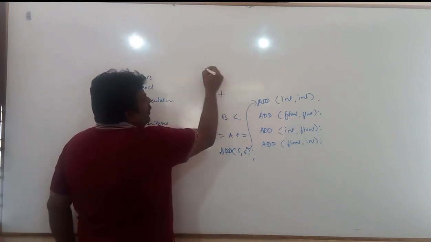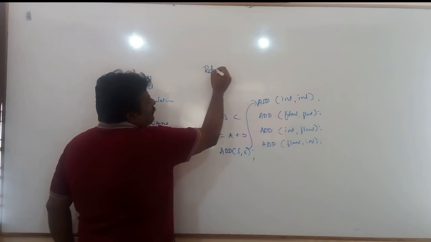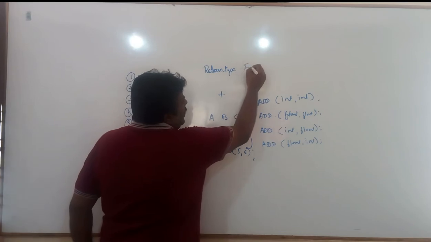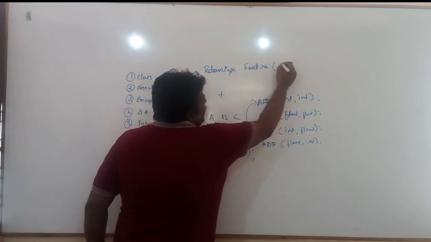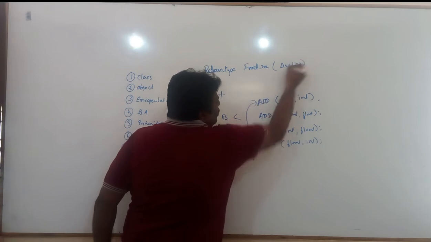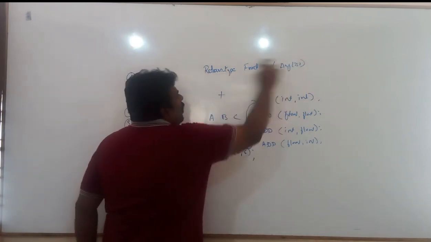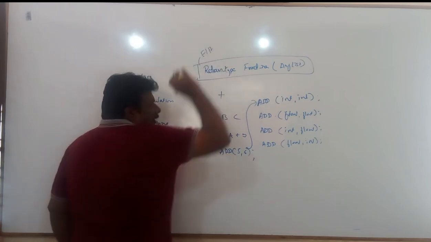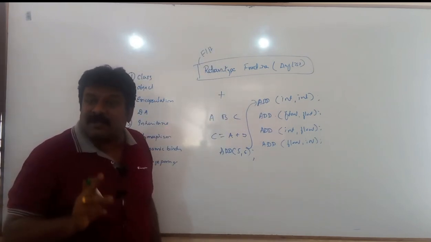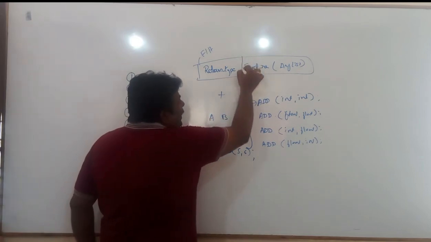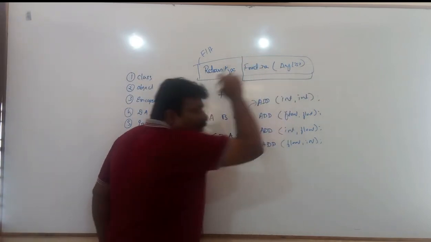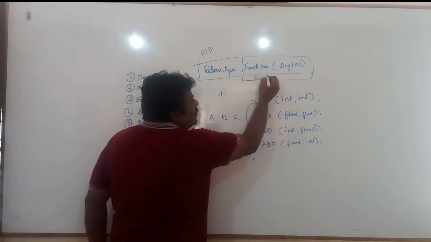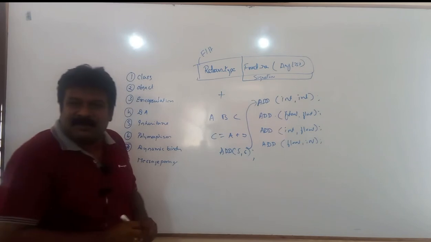Whenever I am writing a function, we will be having a return type. And here you will be having the function name, and here you will be having the argument list. So the whole thing is called the function header. Only if I consider the function name and argument list, this is what is called the signature.